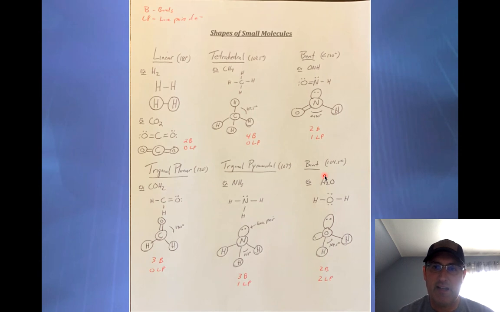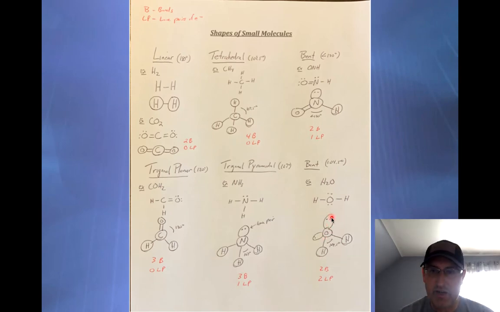And then finally, your bent in terms of the tetrahedral family. Water is a good example of that. So here's your Lewis structure for water. 2 hydrogens bonded to the oxygen and 2 lone pairs on oxygen. So it's 2 bonds, 2 lone pairs. Okay, so it is bent in shape.